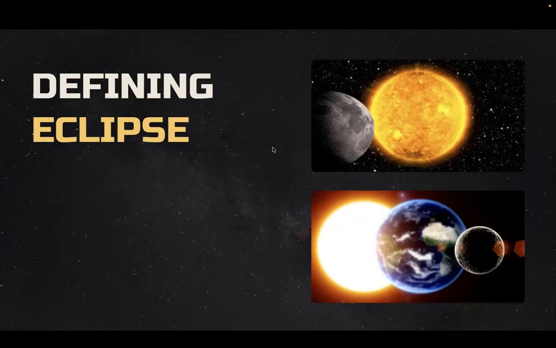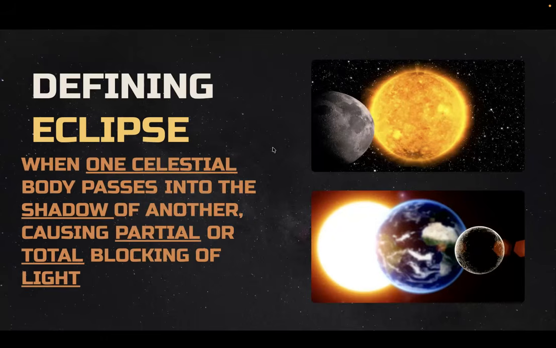We're going to be taking notes on eclipses. We're going to start at the very top of the page where it says eclipses, just defining what the word eclipse means in general when we were talking about the solar system. Eclipse in general just means for something to be hidden. When we're talking about the solar system, an eclipse is when one celestial body passes into the shadow of another, causing partial or total blocking of light.